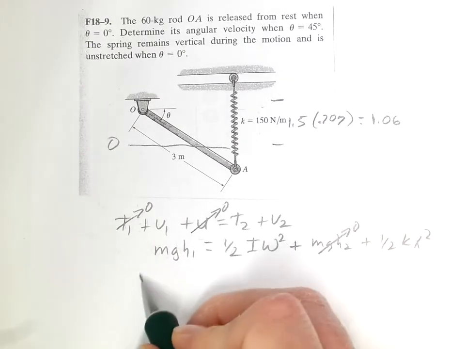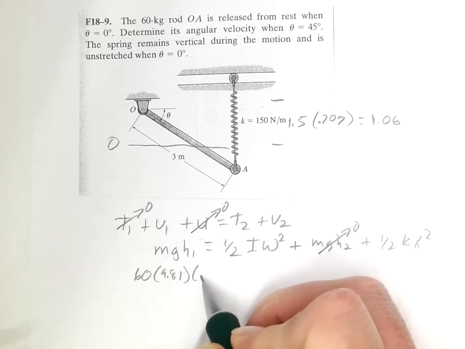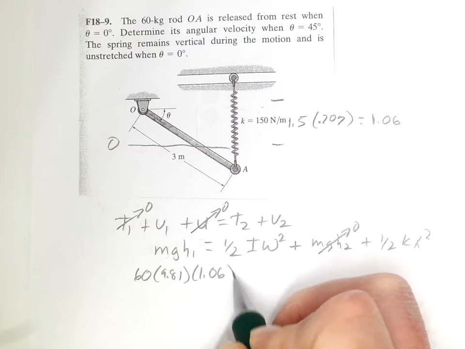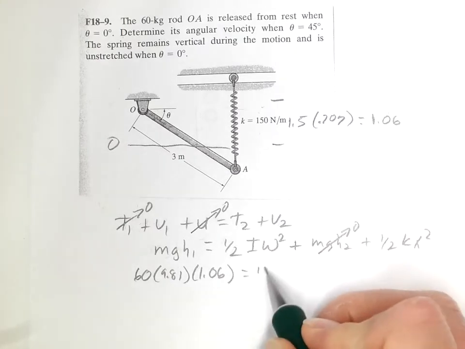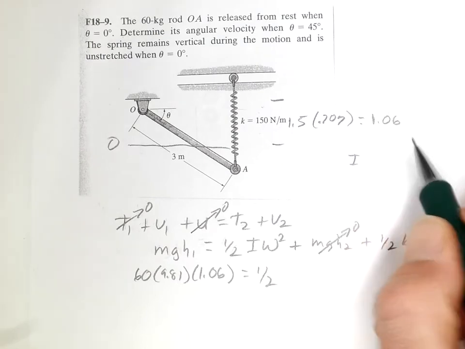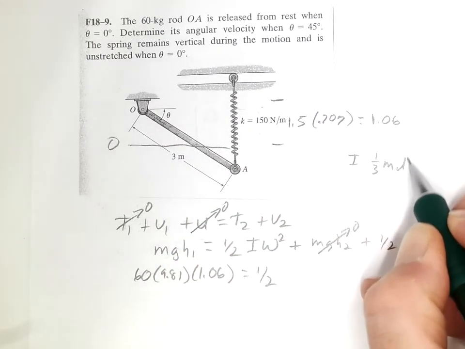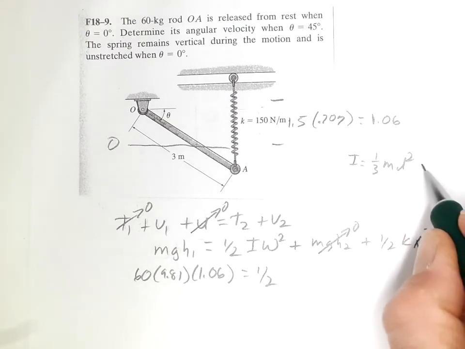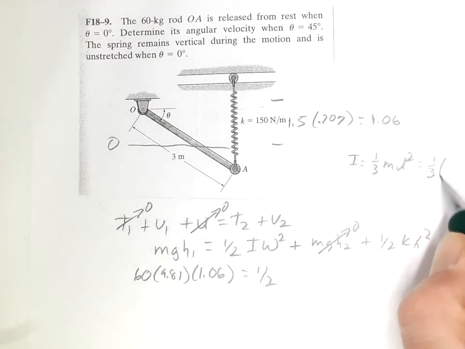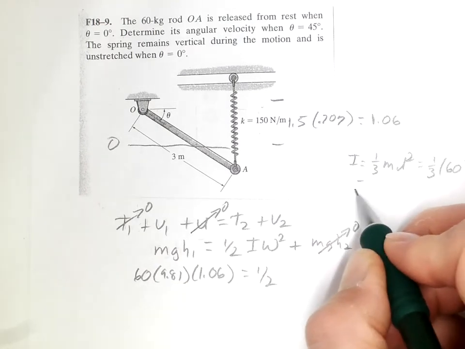So m is 60, 9.81 for g, and a height of 1.06. 1/2 I, for the end of a thin rod, is 1/3 ml squared, which is 1/3 times 60 times 3 squared, which is 180.